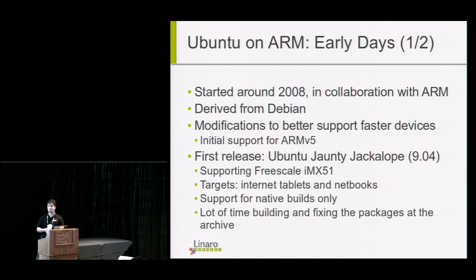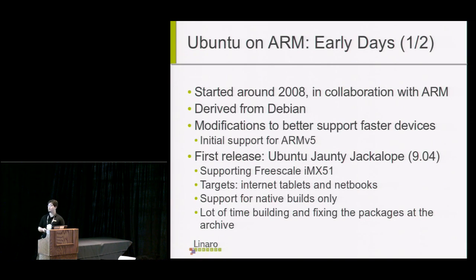So to start, the initial goal was basically to have something working and have a release that would be able to boot on those ARM boards. So we basically derived from Debian as usual, made just a few modifications, got everything in place in the archive, and rebuilt the whole archive for ARM, but using v5 as the first target.